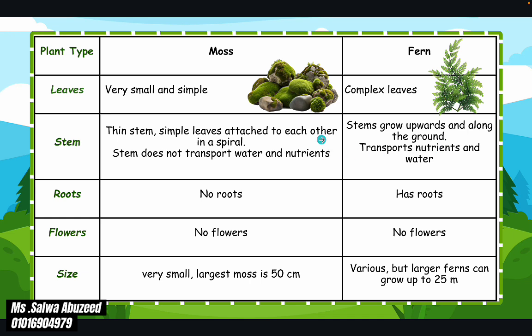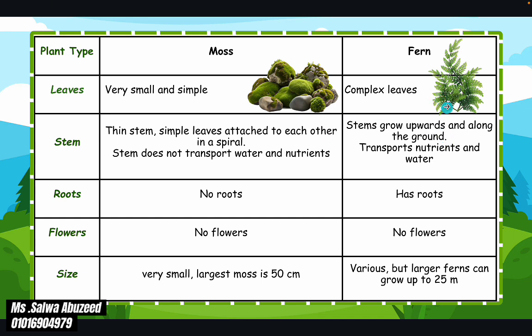Let's talk about the stem. Talking about the stem for the moss, it's going to be very thin and simple and looks like a spiral, attached to each other because they are all attached to each other. So technically the stem doesn't exist. It's very, very small, as if it was for decoration or something. So the stem doesn't transport water and nutrients. It just looks like a stem, small, but it doesn't do anything because it's super small. It doesn't need time to transport. Right away they absorb their water and nutrients without a stem.